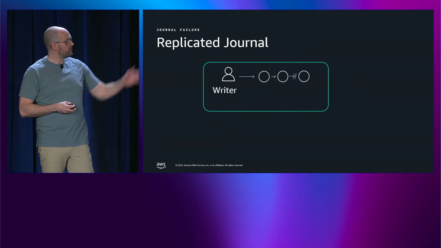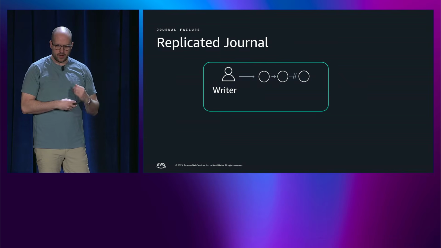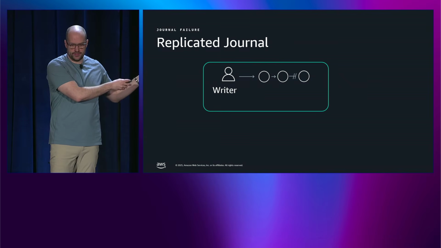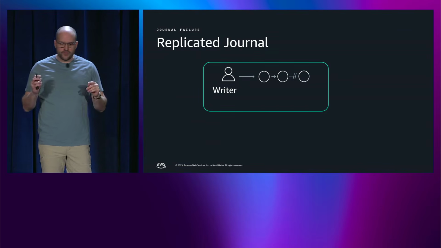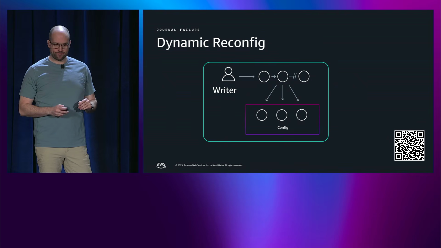But in this case, if a node in the middle of the journal fails, there's no one to forward the request on. And so if a node dies, the whole system can halt. And so we've lost our failure allowance. And so to fix this, we introduced dynamic reconfiguration into the system.